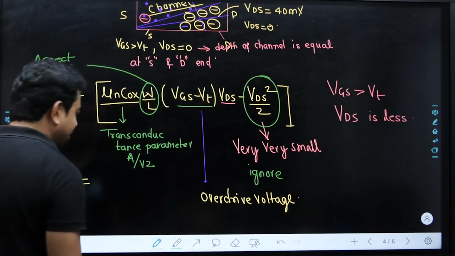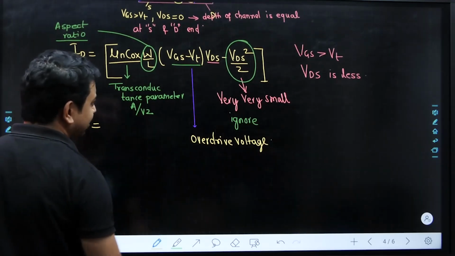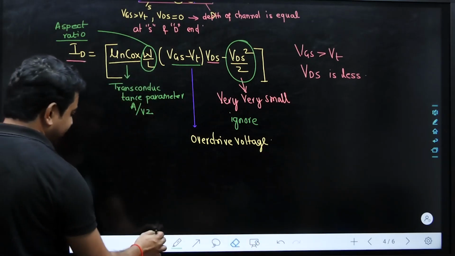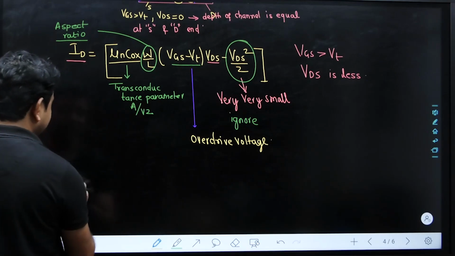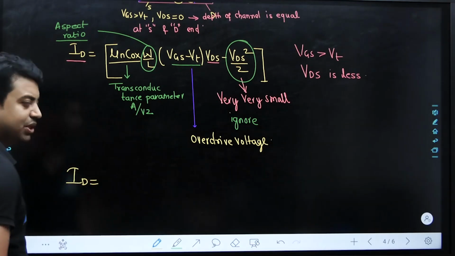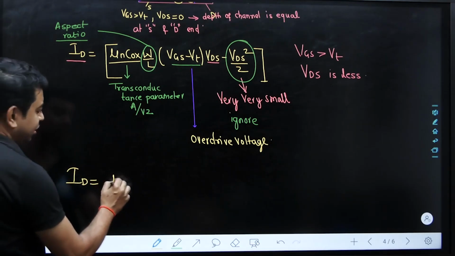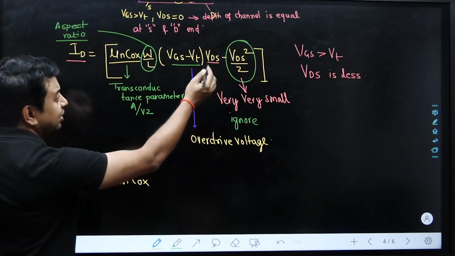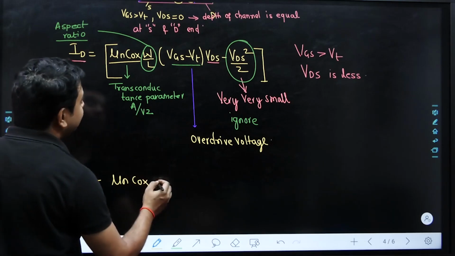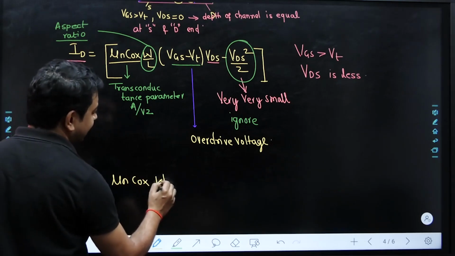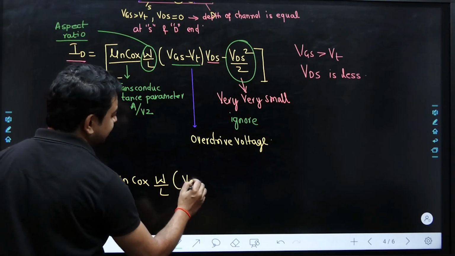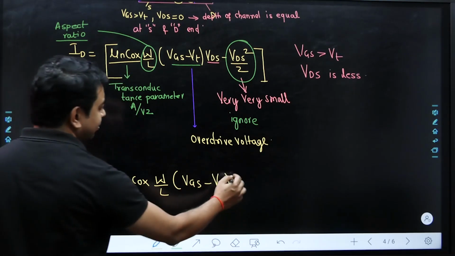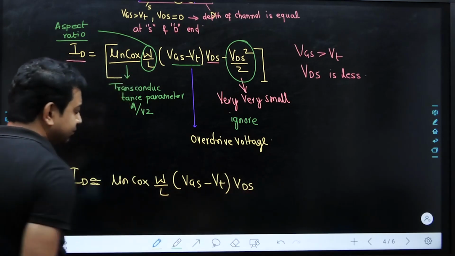Now we want to write down the ID current equation if we apply a very small potential. So the ID current equation is approximately equal to mu n Cox W upon L, and this is VGS minus VT, multiplied with the VDS, because we have ignored VDS square divided by 2.